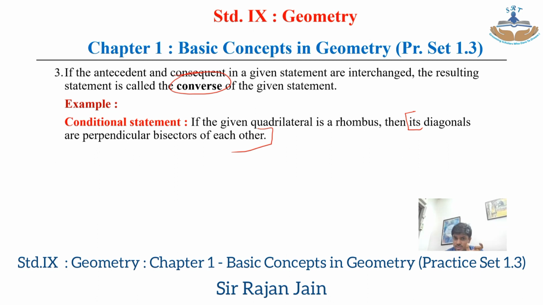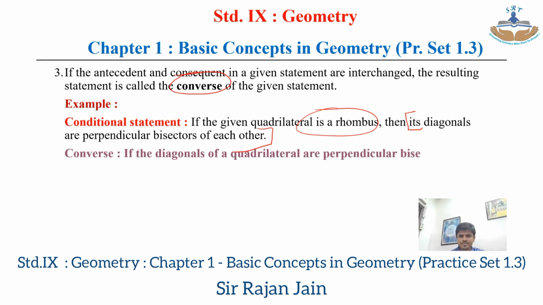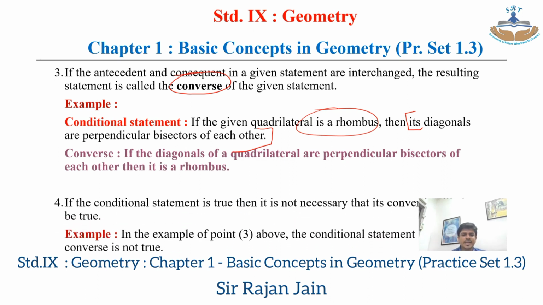This portion of the statement you will write first in your converse. So how will I start? If the diagonals are perpendicular bisectors of each other, you can also write it as: if the diagonals of a quadrilateral are perpendicular bisectors of each other, then it is a rhombus. The rhombus was written at the start, so in the converse it will come in the second half. Okay, look at the answer. Clear? Now see the next thing.